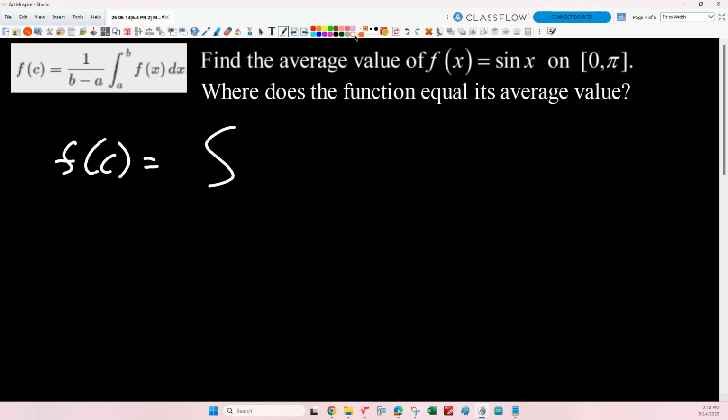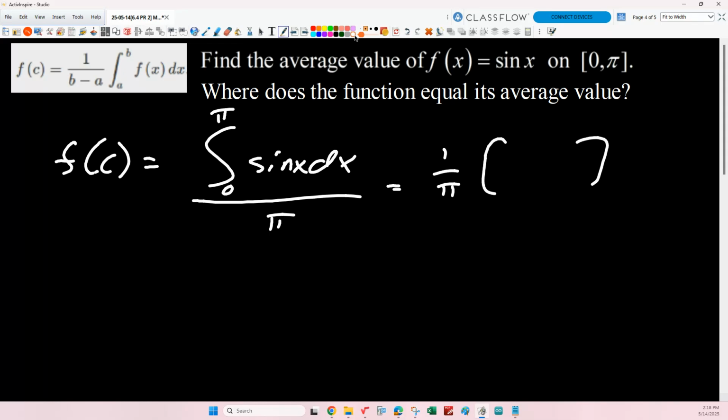So it's the integral of... Good, from 0 to pi over... Okay, so just pi, good. Okay. So then that's equal to 1 over pi times... What's the antiderivative of sine? Negative cosine, right? From 0 to pi, okay?